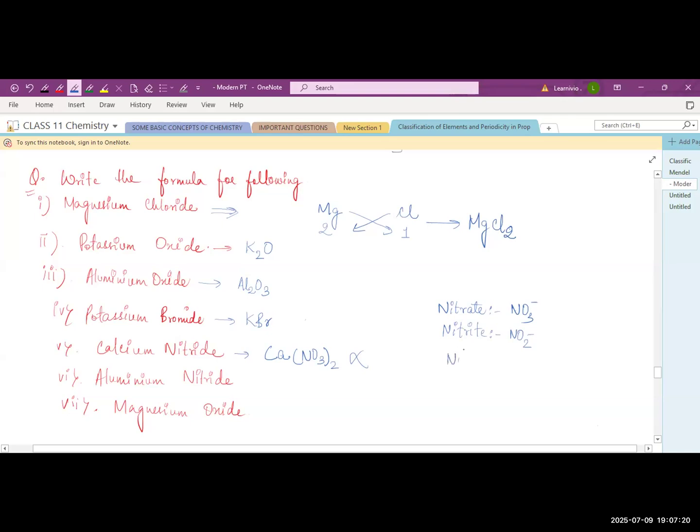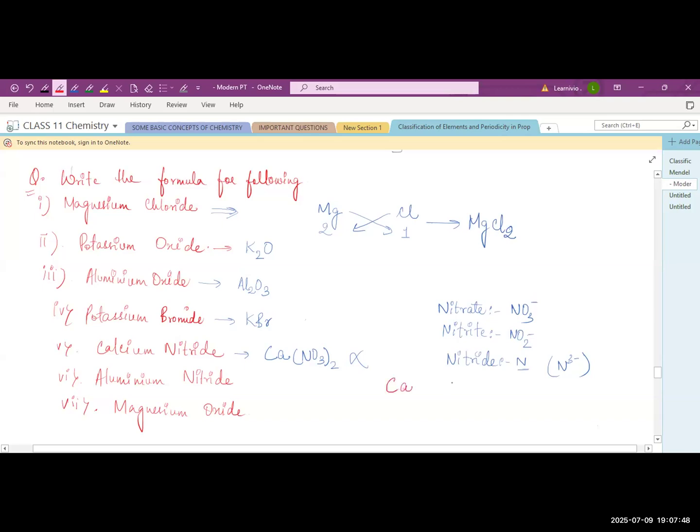And if it is nitride, it means N. Okay, only N. Okay, और इसका अगर मैं ion लिखूं तो it will be N3 minus, right? Because for nitrogen the valence is 3, right? So it's N, only N. The symbol for nitride is only N, not NO3. Clear? Yes, ma'am.